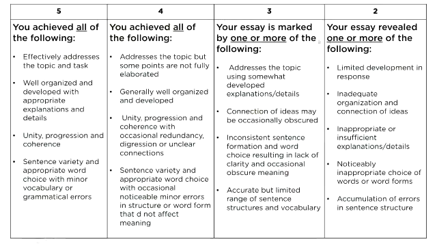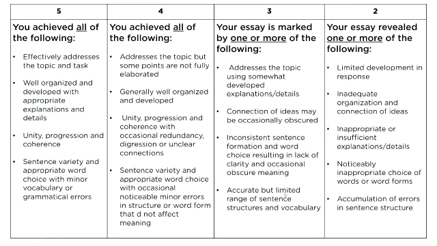Okay, moving into a 3. A 3 means that your essay is marked by one or more of the following. So maybe you have addressed the topic with somewhat developed explanations. So meaning that you've attempted to develop your topic, but haven't really achieved that. Or your connection between your ideas may be obscured. So it might not be clear what the connection between your ideas are. You may have used inconsistent sentence formation and word choice, resulting in lack of clarity and occasional obscure meaning. So that means that on some occasions, the reader might not understand what you mean.